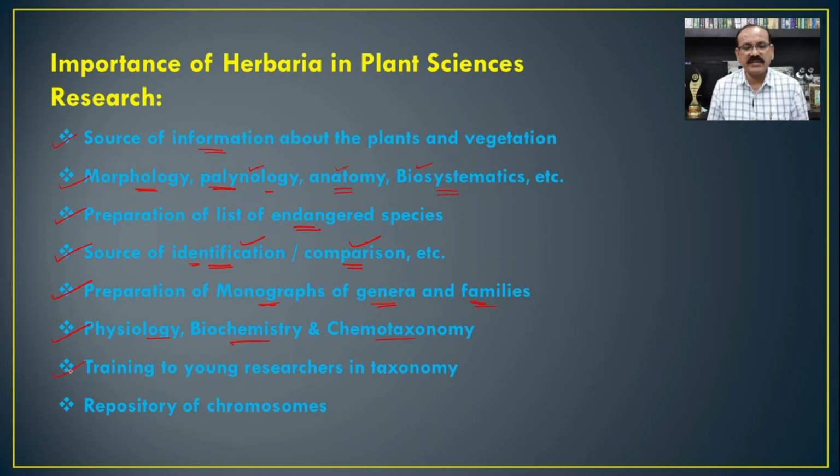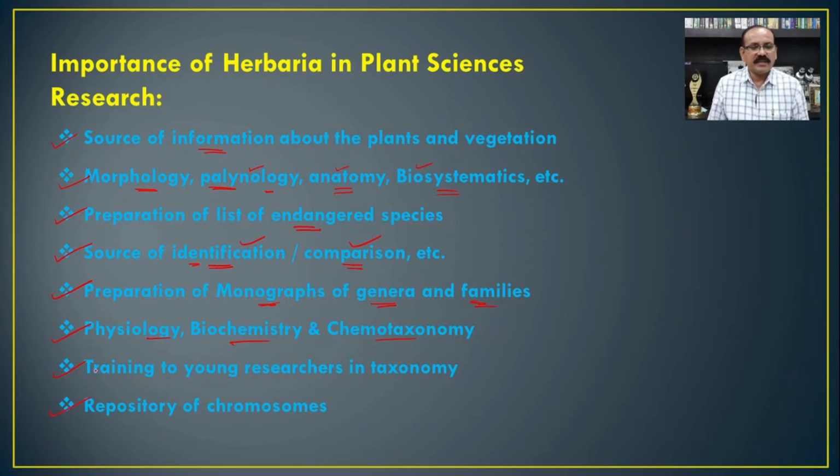Then training to the young researchers in the taxonomy. If we want to provide training to the young researchers in angiosperm taxonomy, then also we can use these herbarium sheets or the herbaria, so that the students or the upcoming researchers can take advantage of the different arrangements of the herbarium, different characteristic features of the herbarium, interrelationship among the herbarium, or even the evolution of the different specimens or the angiosperm plants, so that such types of different aspects can be included in the training of the researcher with the help of herbarium.